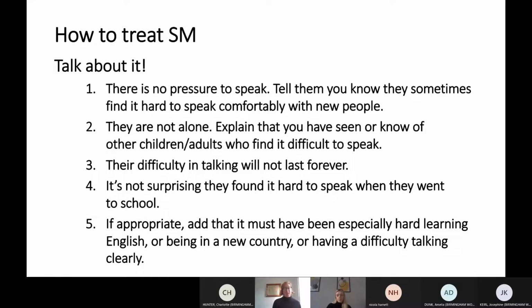Explain to the child that it's sometimes hard to speak with new people. Talk about the fact they're not alone, that lots of people find it difficult, maybe other children, adults who find it difficult to speak. Their difficulty won't last forever.